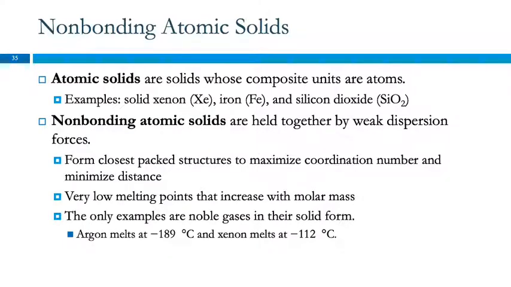Atomic solids. The first type is non-bonding. So we just have individual atoms, such as xenon. Xenon atoms, you can make xenon into a solid, but you have to get it really, really cold. These will form closest packed structures to maximize their coordination number. They're going to have very low melting points because all that holds them together are dispersion forces. And actually the only examples that I can give you are noble gases in their solid forms. So this obviously is not a super important type of atomic solid.